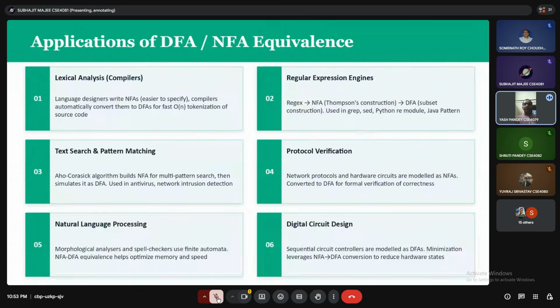Now let's understand where all this that we are studying is actually used. Equivalence of DFAs and NFAs is foundational to computer science, as we have already got to know in our study till this juncture. In compiler design, lexical analysis relies on it to quickly tokenize source code. It's the engine behind text search patterns, as already mentioned. It is also used in natural language processing, in spell checkers. And regular expression engines like Python's re module, the regular expression module, also utilize it. Beyond software, it's also used to formally verify network protocols and minimize hardware states in digital circuit design.